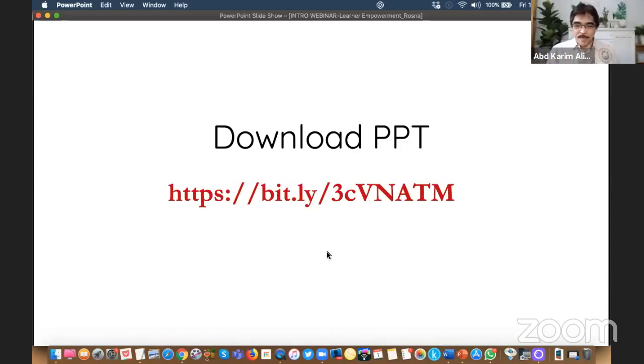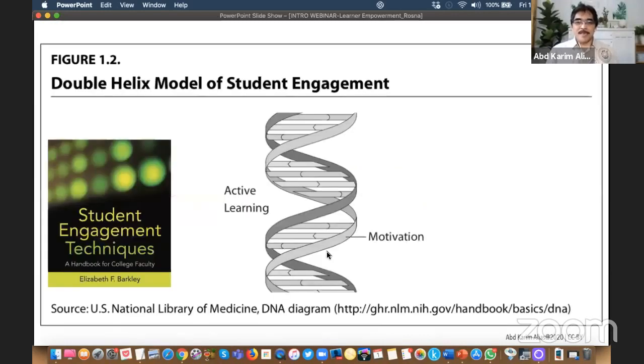As usual, I like to share some resources with the participants as an appreciation for joining the session. Today we talk about student empowerment. Maybe the professor will also touch on student engagement. If you would like to learn more about student engagement, you can get this book, Student Engagement Techniques, but this is actually not free. I bought this book.